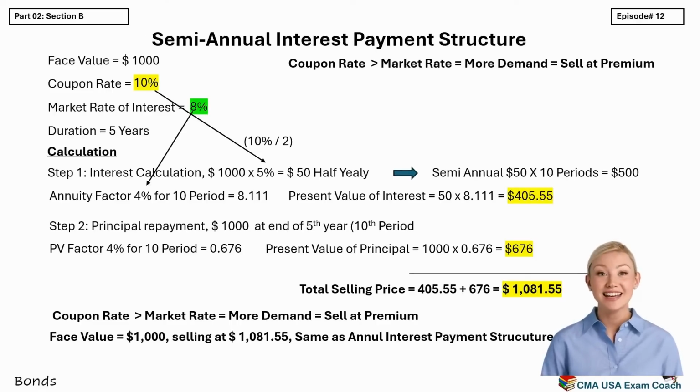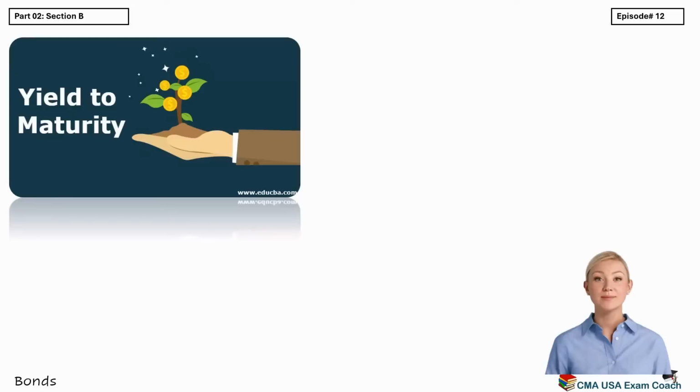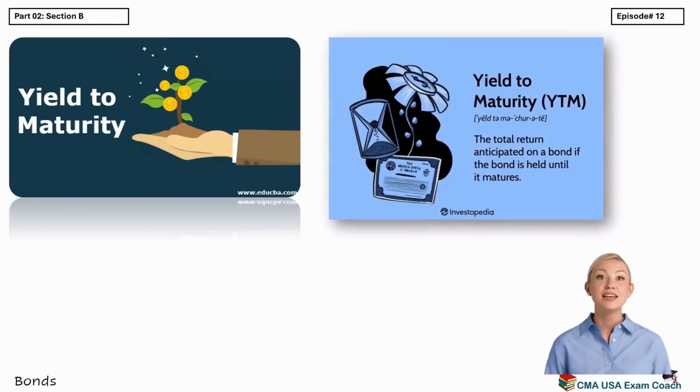Now that you understand how to handle semi-annual bonds, you're one step closer to mastering bond pricing techniques. Let's now talk about yield to maturity, often abbreviated as YTM. This is one of the most important concepts when analyzing bonds. So, what is yield to maturity? Yield to maturity is the rate of return an investor can expect to earn if they buy a bond today and hold it until maturity, receiving all the scheduled interest payments and the principal at the end.